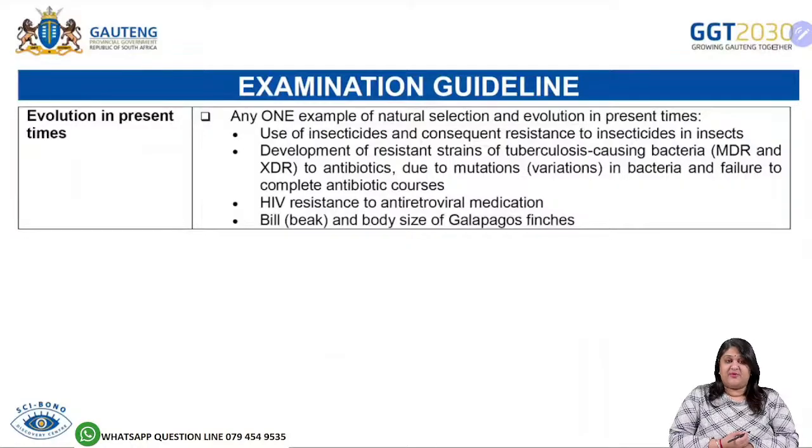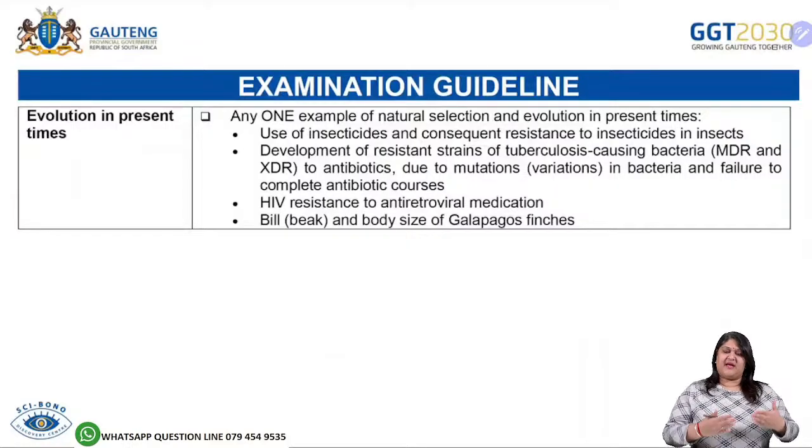So the first part we're going to be doing is evolution in present times. Do you know how we spoke about natural selection, right? And we spoke about how natural selection is the survival of the fittest. It was Charles Darwin who came up with this theory. And he also believed in gradualism. So he believed that in evolution, we have a series of small changes that occur over long periods of time.